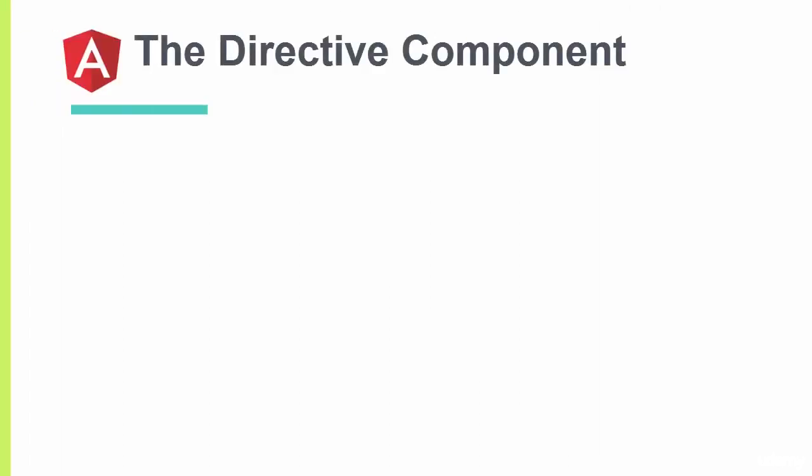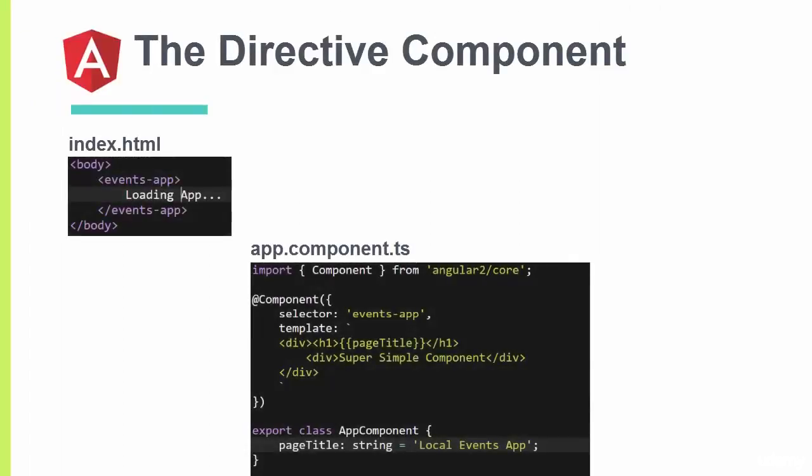In the last section, we saw how to use our component as a directive in the index.html file by bootstrapping our root component. But that approach is only appropriate for the root component. For all other components, there are 3 steps we need to follow.